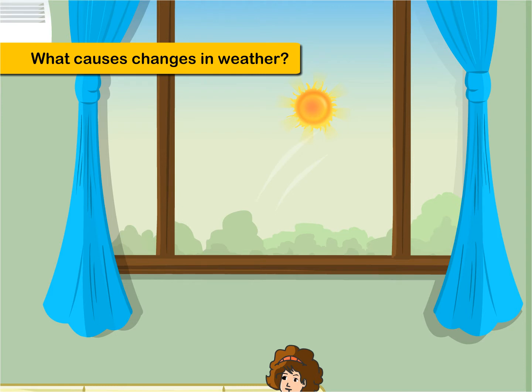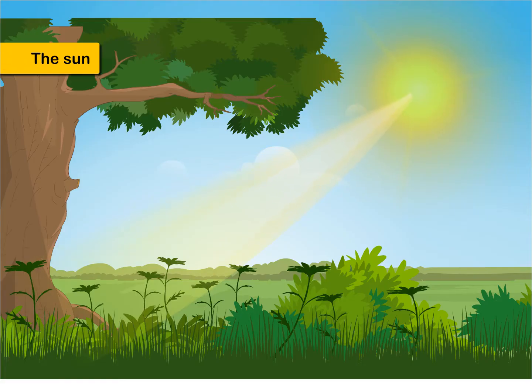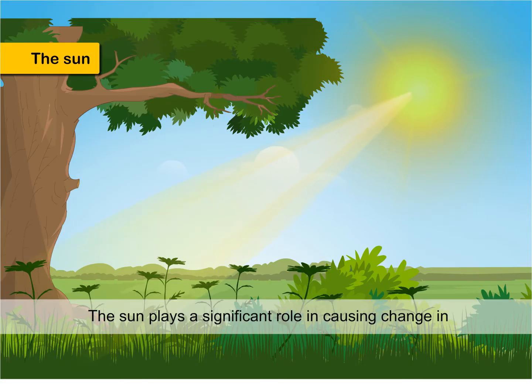What causes changes in weather? There are different factors that are responsible for changes in weather. For example, the sun and air. The sun. The sun plays a significant role in causing change in weather.